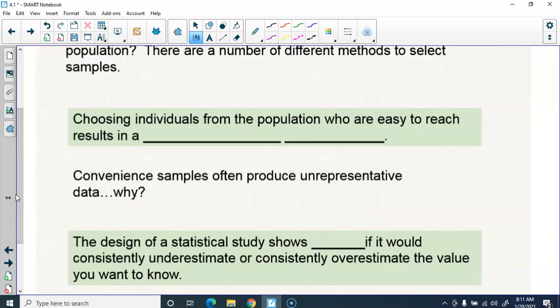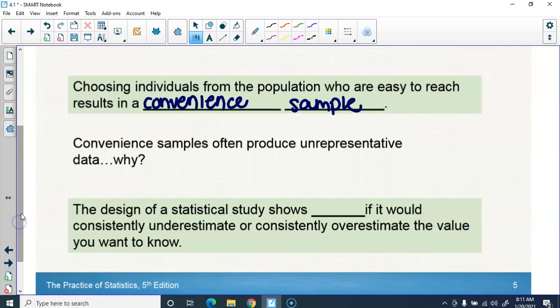Choosing individuals from the population who are easy to reach is called a convenience sample. Obviously, this is going to be the easiest thing to do. If I want to know people's opinions about their movie preference, I could stand outside of a movie theater and get a pretty good sample, but they're going to be unrepresentative. And why is that? Because this is going to show some sort of bias. It might underestimate or overestimate the value you want to know.